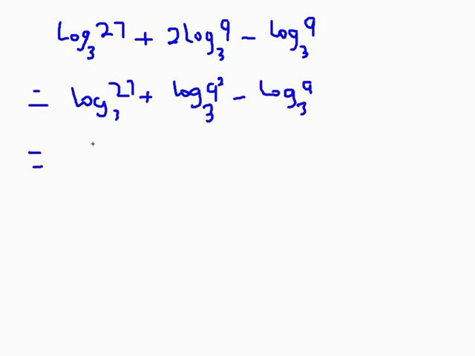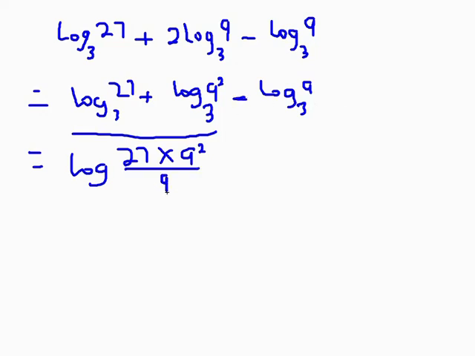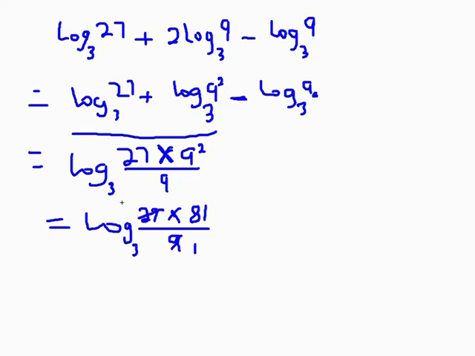Now you can combine all of these based on the product rule and the quotient rule. Product rule states that when you have these two logarithms added, it becomes log 27 times 9 to the power of 2, and when it's minus, you divide by 9. So simplifying this, you get log 27 times 81, since 9 squared is 81, divided by 9. Now 9 divided by 9 is 1. 27 over 9 is 3. So your answer is log 3 times 81 to base 3.